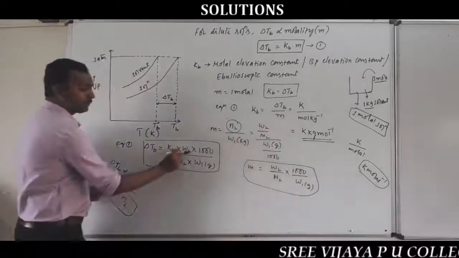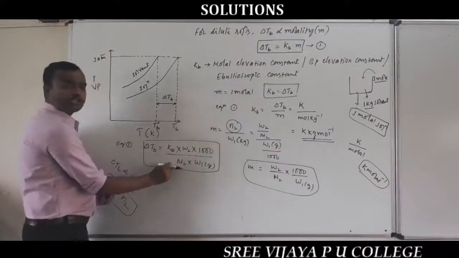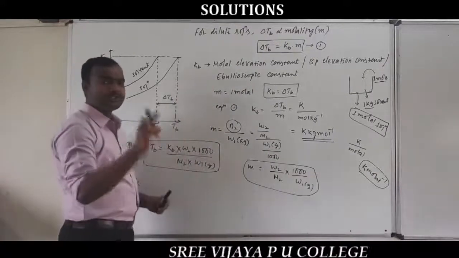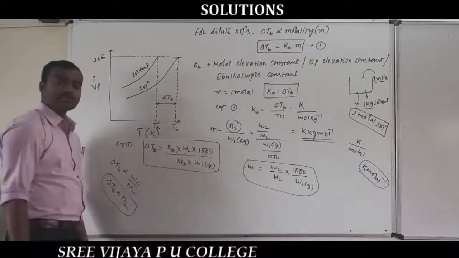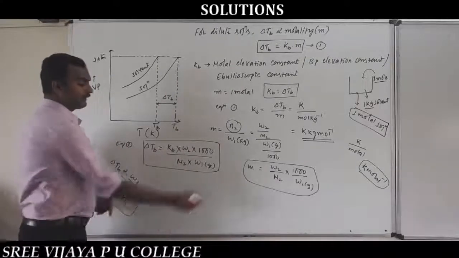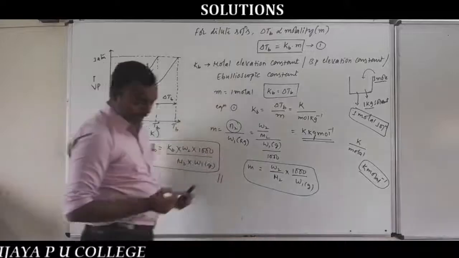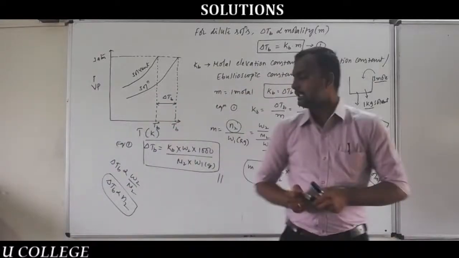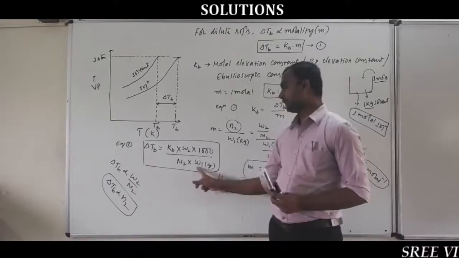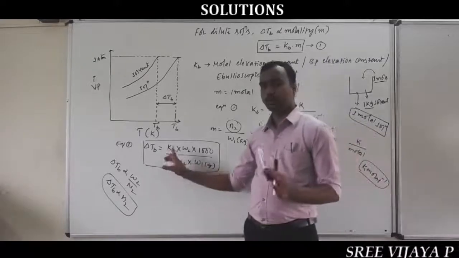W2 is the mass of solute, M2 is the molar mass of solute, W1 is the mass of solvent. By using this formula, you can also calculate the molar mass of solute. So this is a very important equation. This is basically the 3 marks problem. Delta TB is equal to Kb into W2 into 1000 divided by M2 into W1 in grams. Kb value is given to you, don't worry.